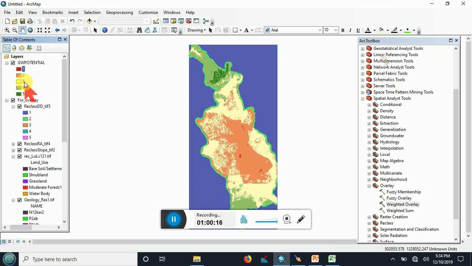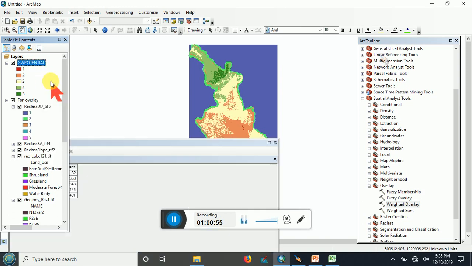So 4 and 3 means you will have good and moderate groundwater potential in those areas. The other thing is how much area you can say has good groundwater potential, and how much area in your study area has lesser or poor groundwater potential. So you have to calculate the area of the pixel. To do that, open the attribute table.